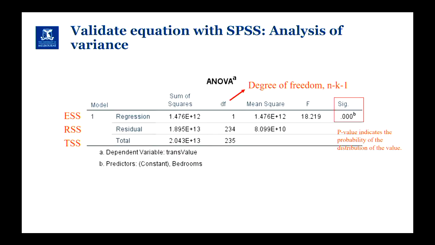Also, DF means degrees of freedom, which is typical statistical terminology and can normally be calculated by n minus k minus 1, where n is the number of observations and k is the number of independent variables.